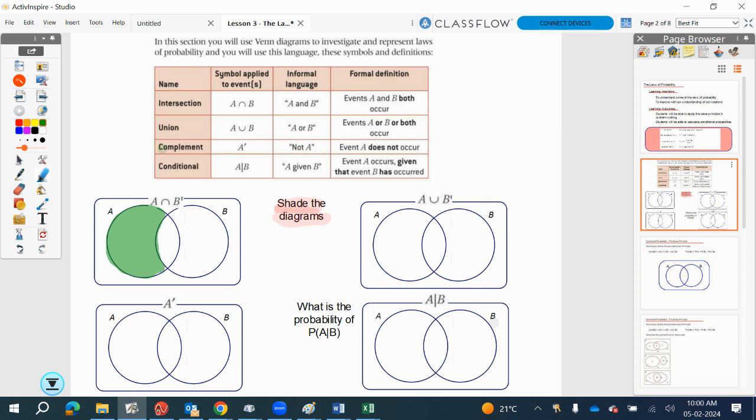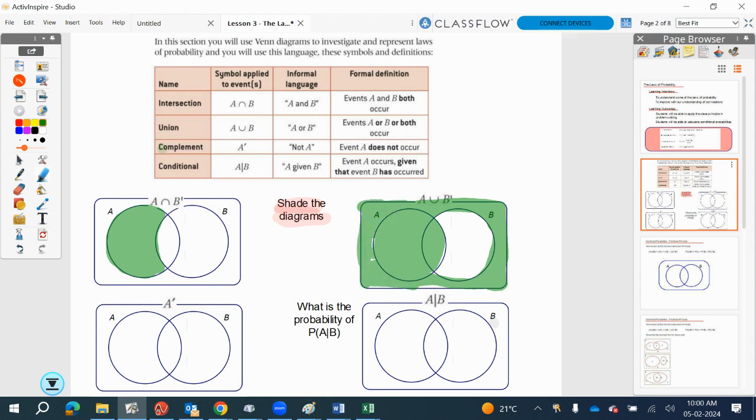This space here is everything that's in A but isn't in B. Let's try this one. We need the union of A and not B. So we need everything that's in A and everything that's in not B. So everything that's in A is this. Everything that's not in B, I'm going to add this bit here. So this one's like the inverse of the one we just did.